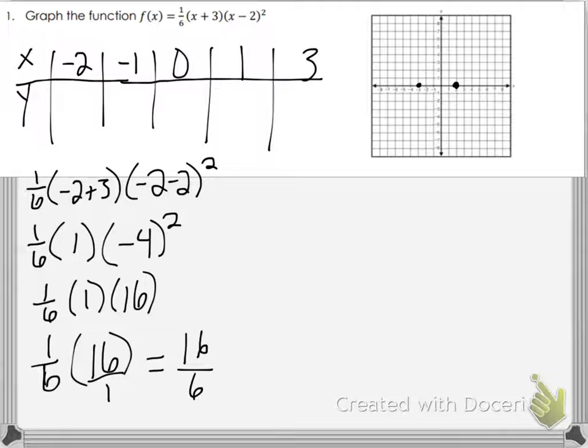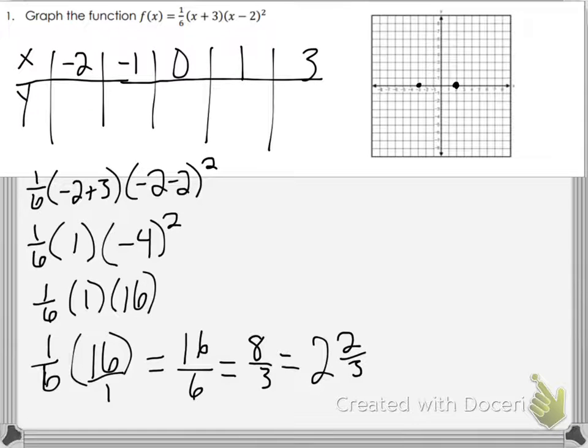Let's reduce it. What are 16 and 6 both divisible by? 2. What's 16 divided by 2? 6 divided by 2? 3. There we go. And what would that be as a mixed number? Ooh, testing all your elementary math skills. How many times does 3 go into 8? Isn't it 2 2/3? There you go, 2 2/3.